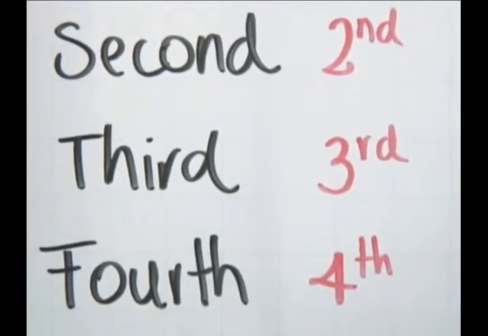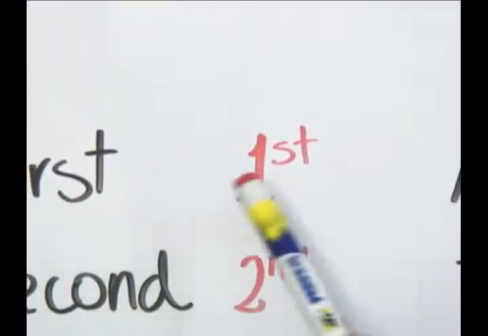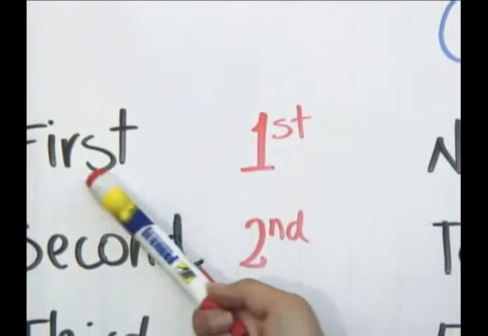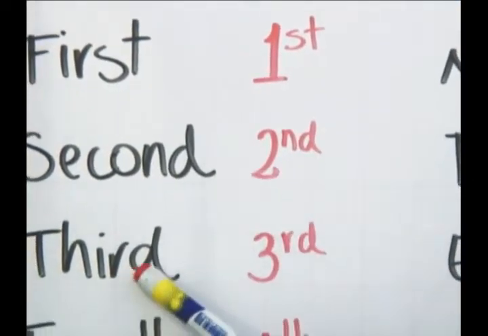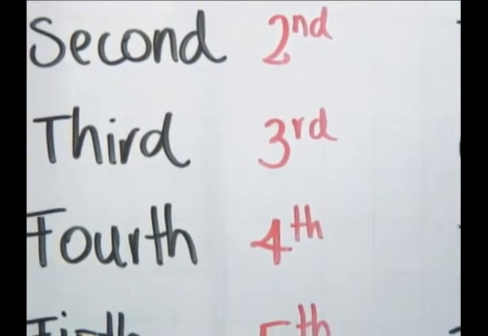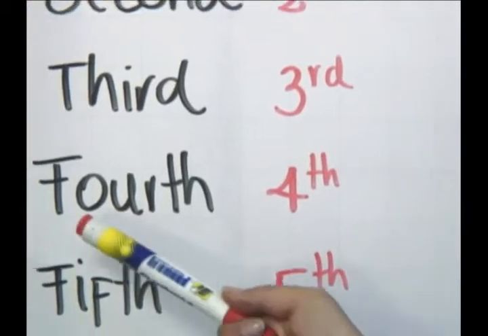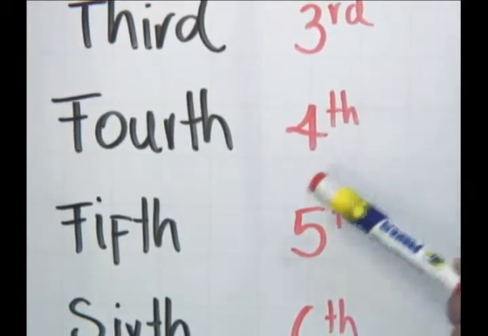What is the way to write it? You write the number and the last two letters of the word. First, second, and third. For the rest of the numbers, you normally add a th. So you have fourth, and you write the th.